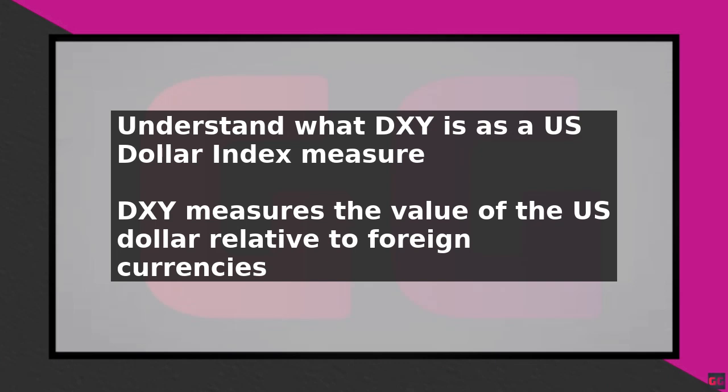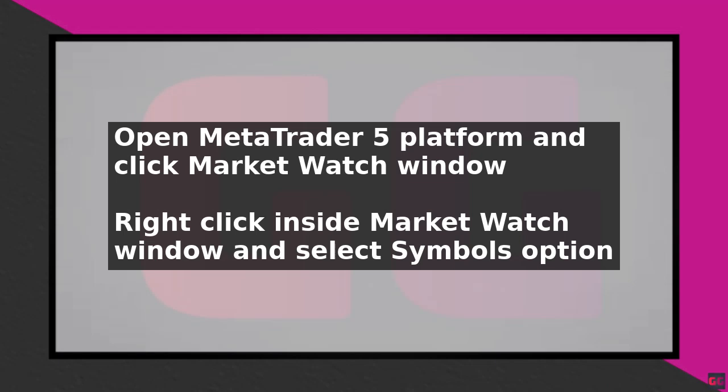To add DXY to MT5, start by opening your MetaTrader 5 platform. Click on the MarketWatch window, which is usually located at the top left corner of the screen. Right-click inside the MarketWatch window and select Symbols. In the Symbols window, click on the Add button. In the search bar, type DXY and select the DXY symbol from the results.